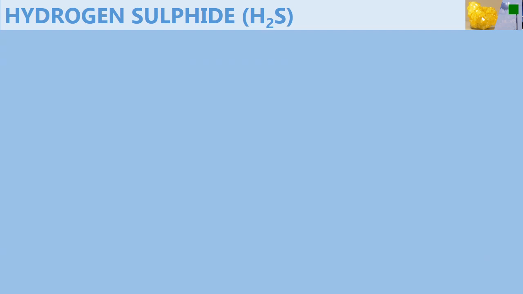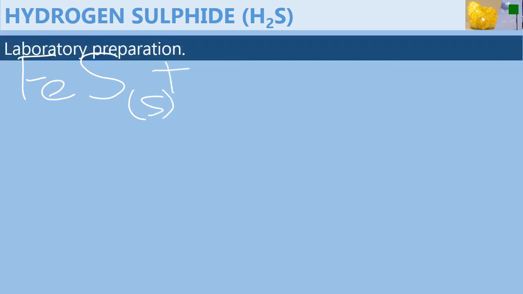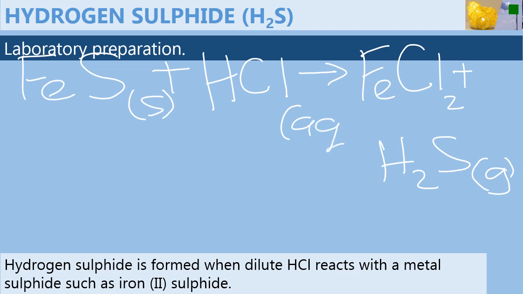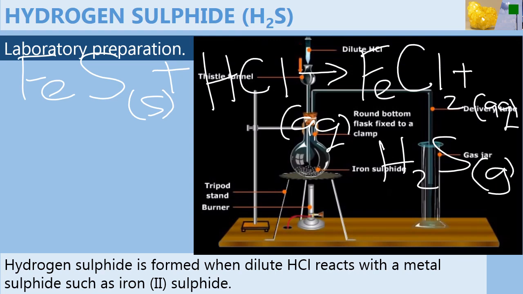The equation for the reaction taking place in the flask is iron 2-sulphide reacting with dilute hydrochloric acid to give us iron 2-chloride and hydrogen sulphide gas. It is important to remember to put all the state symbols and to balance the equation. So in order to balance this equation, we'd put a 2 before HCl.